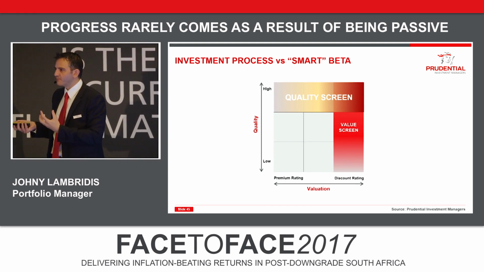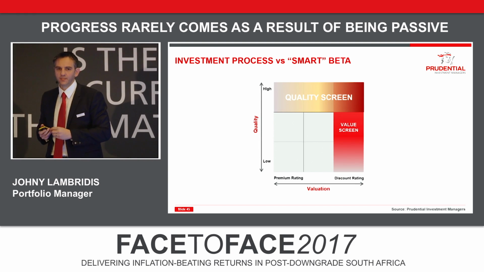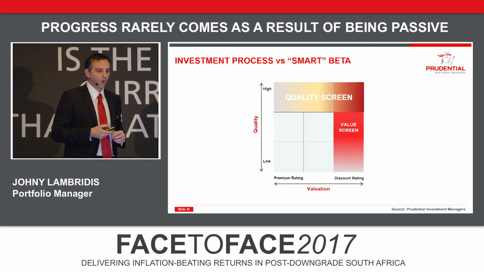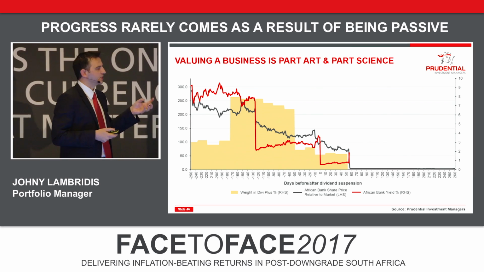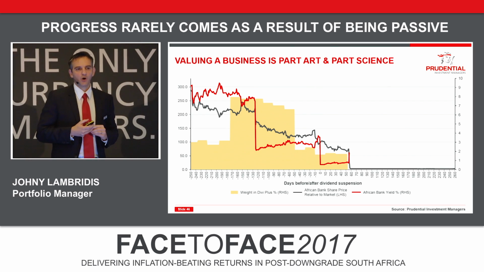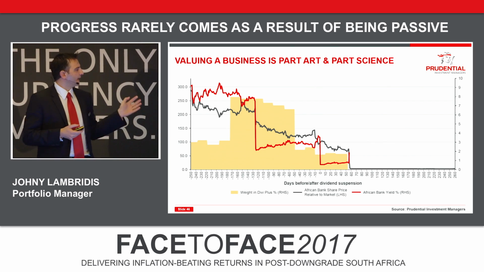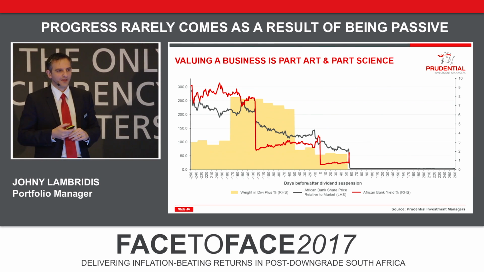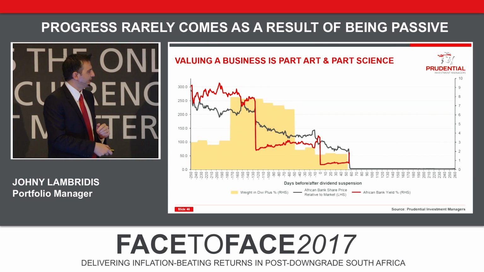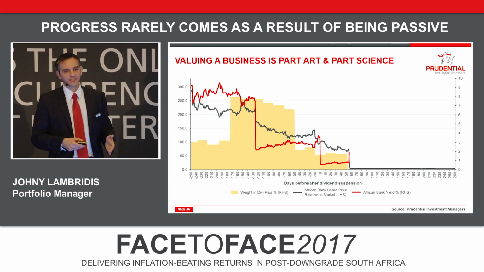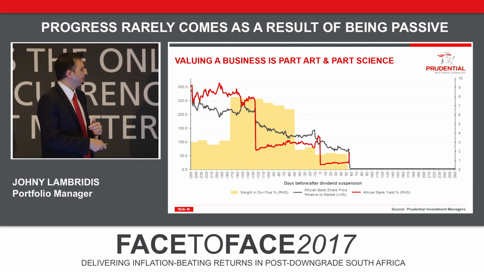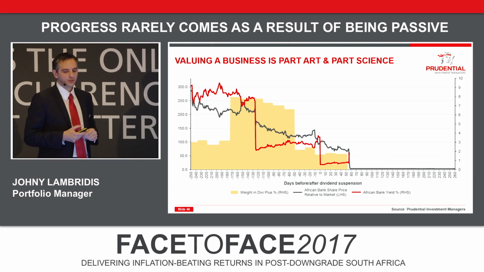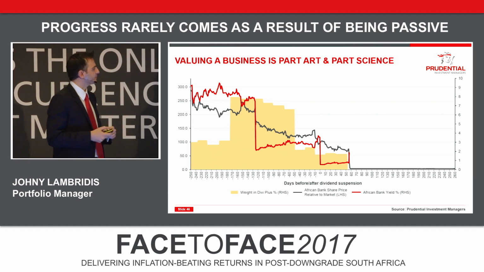Obviously, this is a subjective process. It requires the intervention of humans, but as Warren Buffett forewarned, valuing a business is not just science. There is also a part art to it as well. And what this chart shows is effectively the sad story of African Bank. Time zero here is effectively the date at which that company suspends its dividend, and then we're looking at the price performance 250 days before to 250 days after.